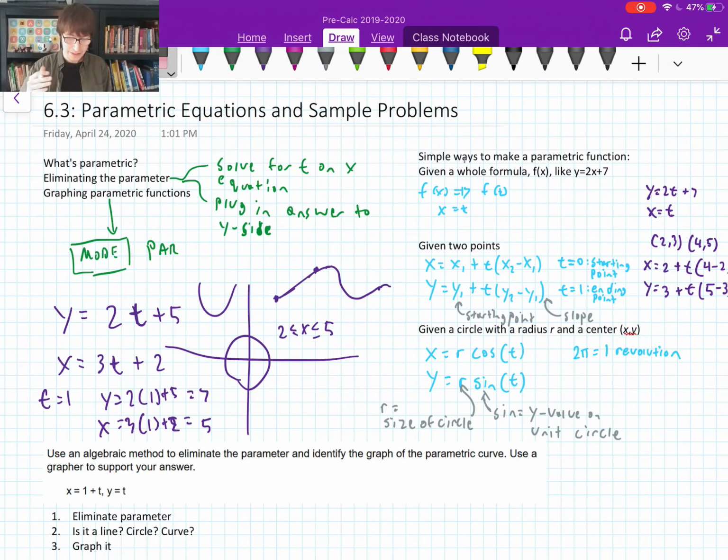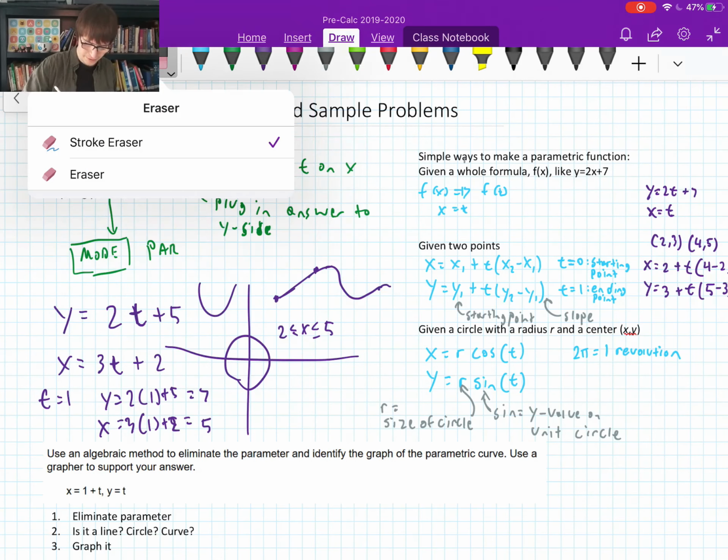But that's the idea. You can graph literally anything. And let's see a little bit what that looks like. We're going to look in a second at what that looks like. But before we get into that, let me make some space.